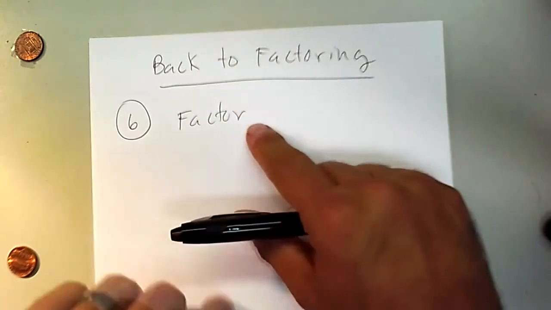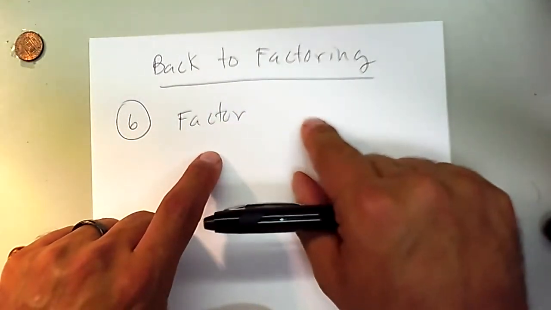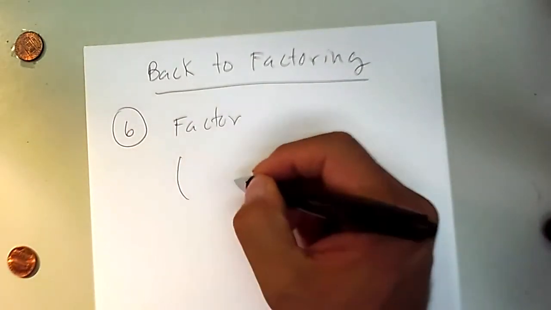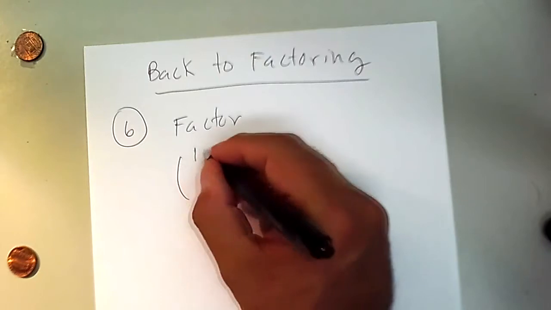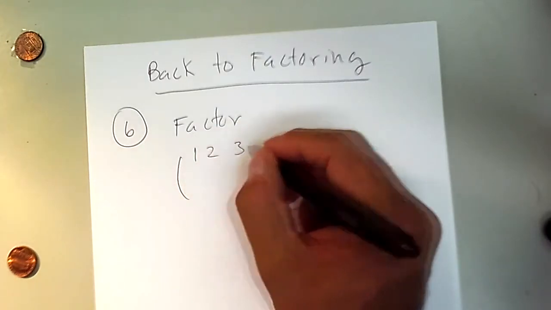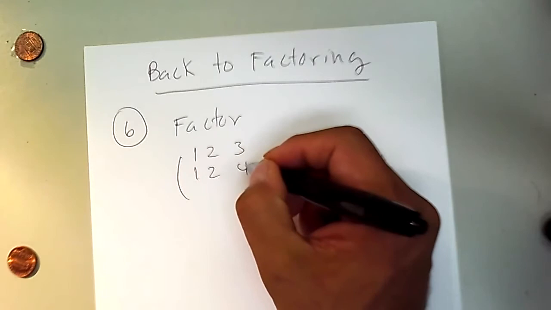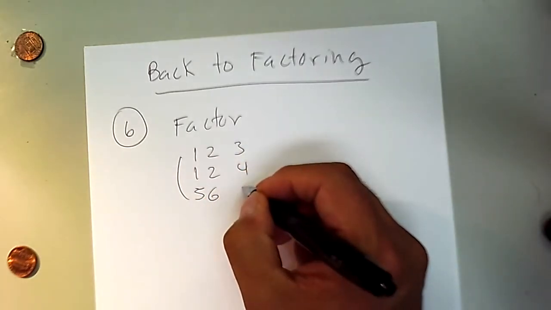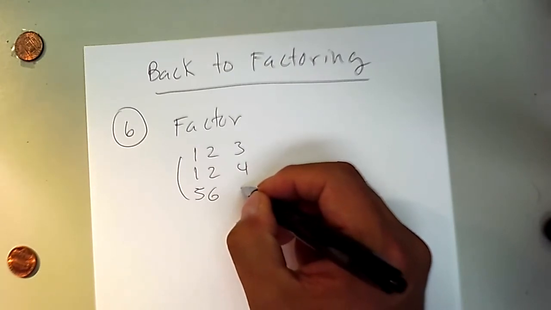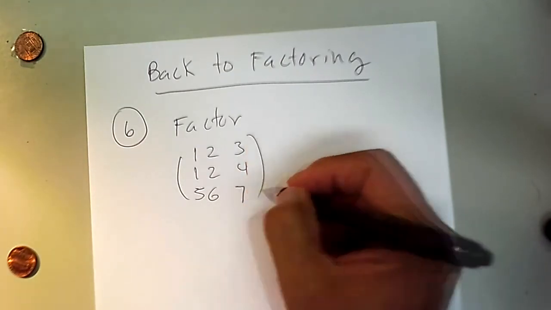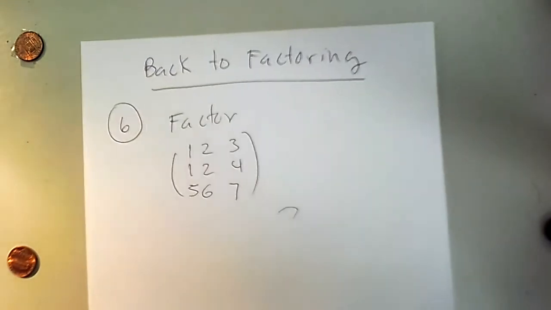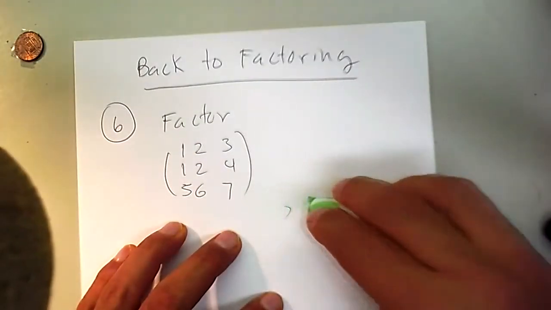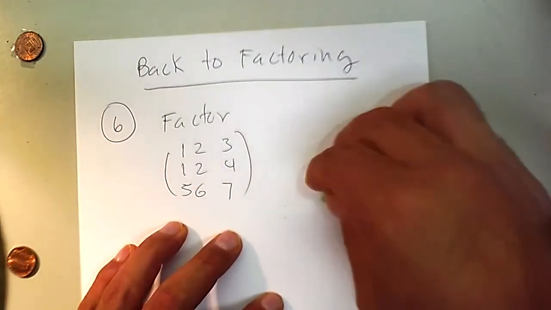Let's say we want to factor, and by factor at this point, we mean lower unit triangular and upper unit triangular, the matrix 1, 2, 3, 1, 2, 4, 5, 6, 7. Okay, so let's pretend we want to do that.